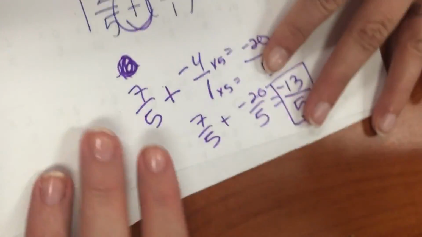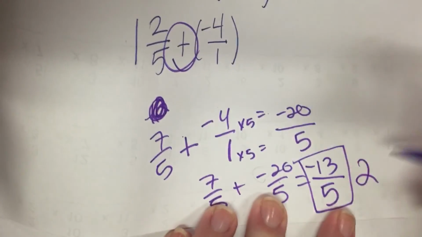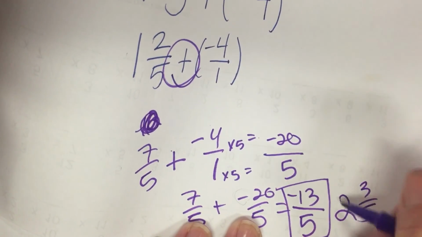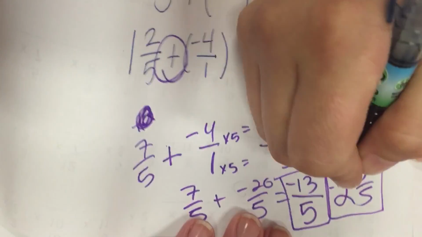Here we go. We're going to end this right now, guys. -13/5, right? So we've got -2 and 3/5. 5 goes into 13 2 whole times, and you got 3 left over. And, guys, it's a negative.